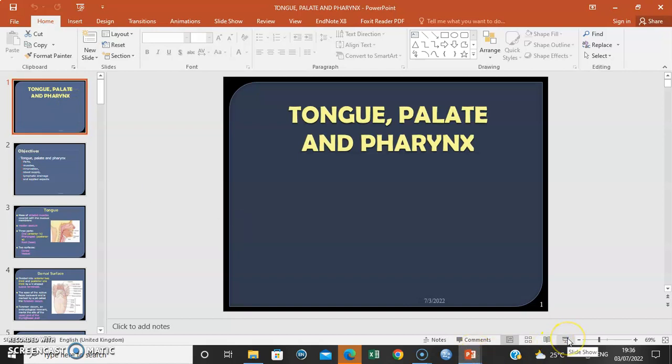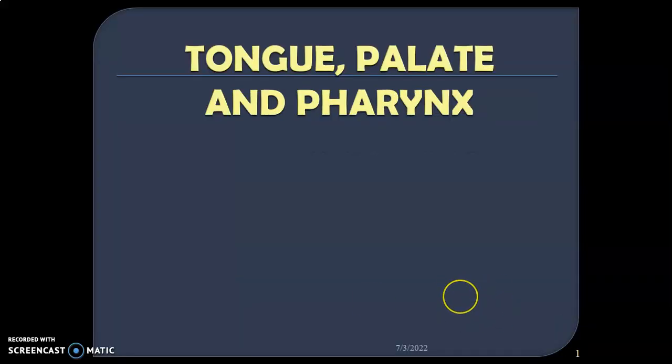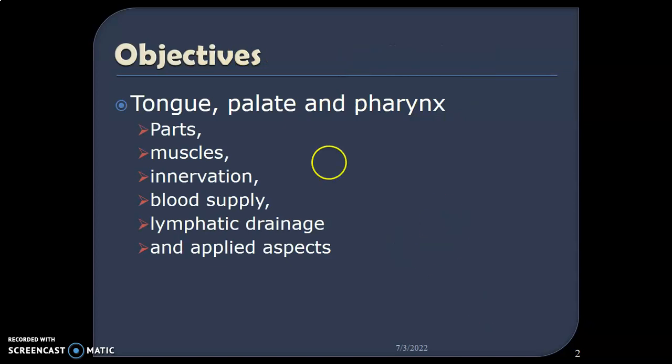The tongue, the palate, and the pharynx. So you need to understand the gross anatomy of these three structures. You should know the parts, the muscles, neurovascular structures, lymphatic drainage, and some applied aspects.